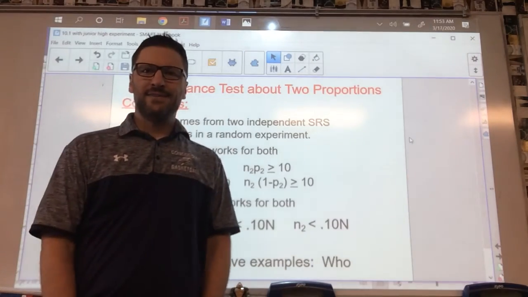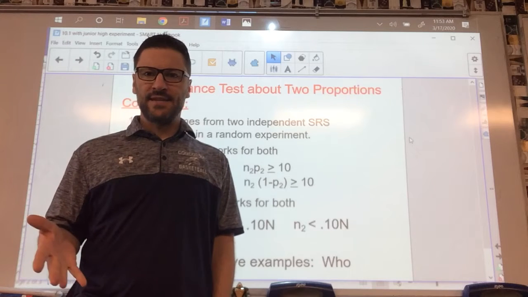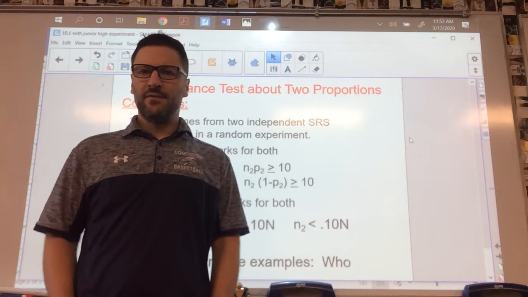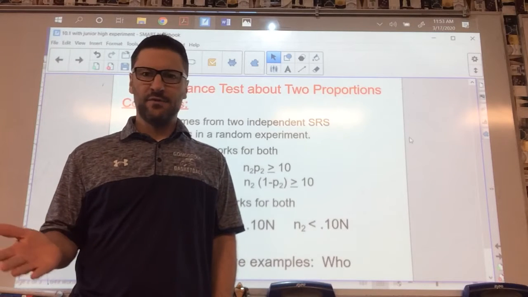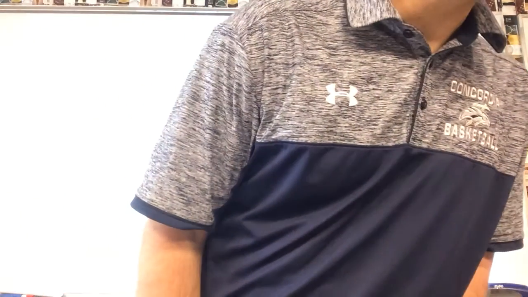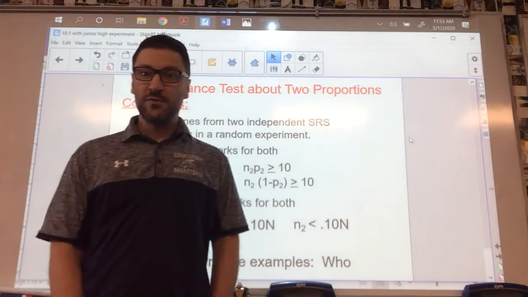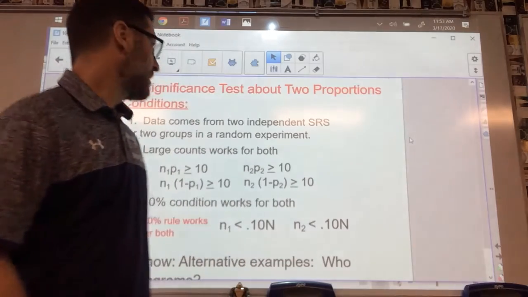Okay, the last item in chapter 10.1 is a significance test for the difference of proportions. We already did the confidence interval in the last video. This is a significance test. It's going to take a similar format. I would like you to start by reading book pages 630 through 637. Press pause while you do that, and then we'll get going.